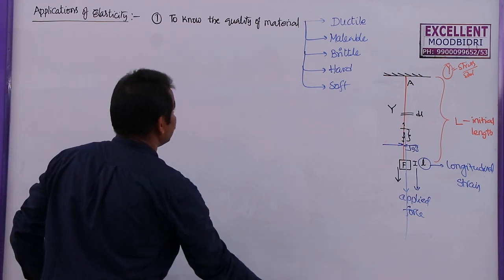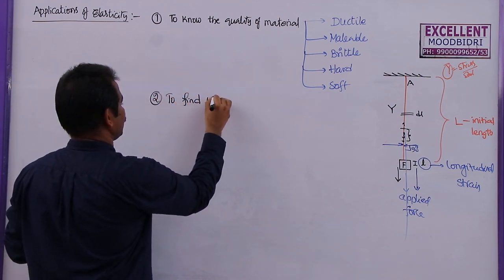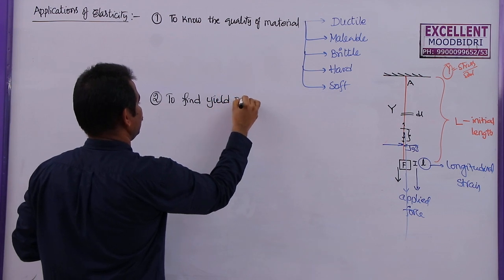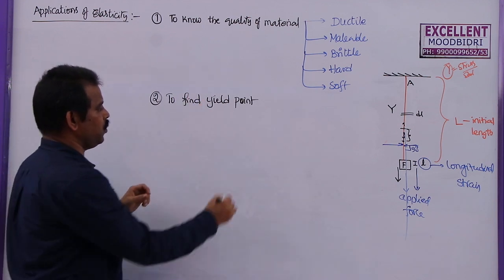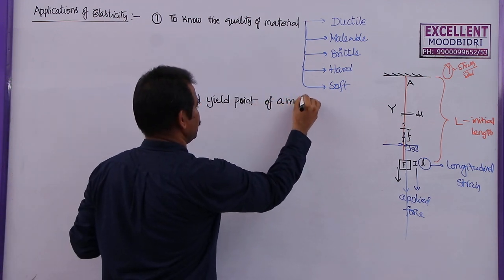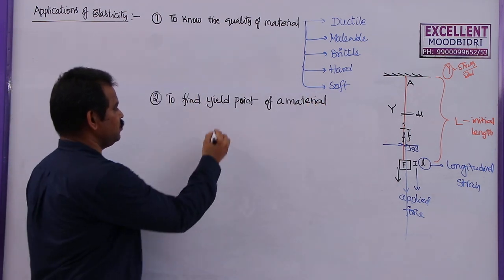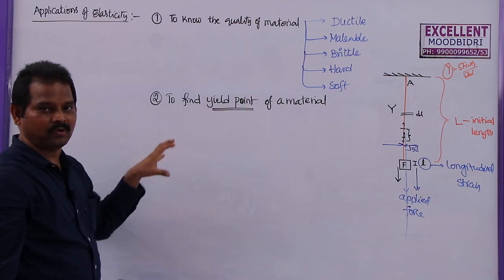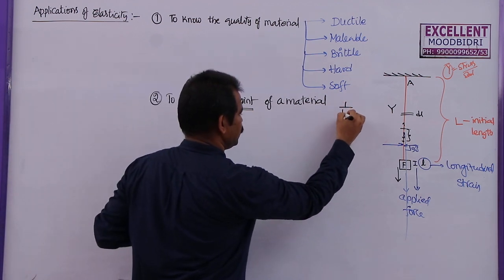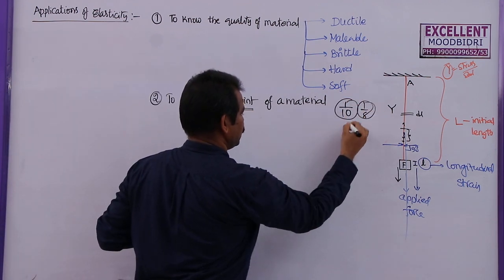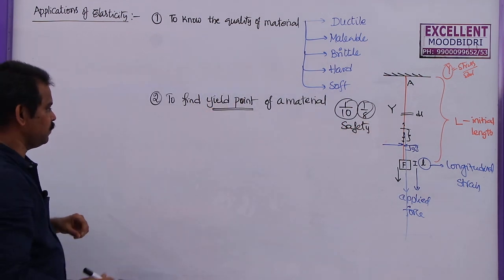Second one, this can also be used to find the yield point of the material. So what is the use of finding the yield point of a material? We know that while constructing bridges or big structures, we need to find the yielding point of that particular material. If you know this, as we already discussed, if you apply that 1/10 or 1/8 safety ratio, we can allow that load only on that material.